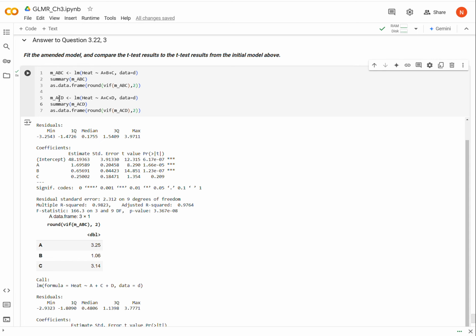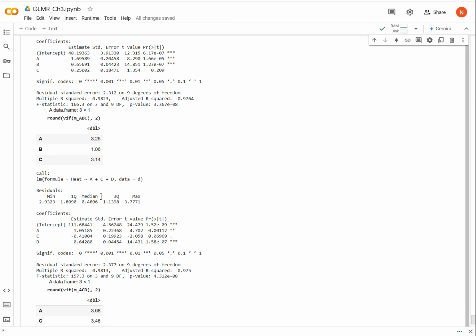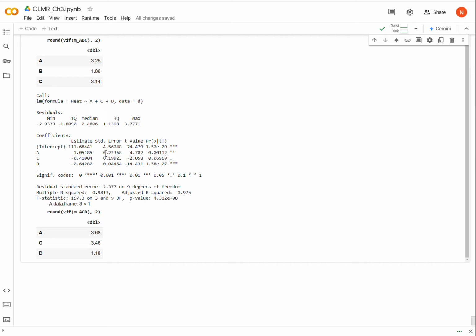So we could do the same thing by omitting B. So we omit B, run that, and we see that the standard errors have reduced substantially, and the variance inflation factors have reduced substantially. Okay. So I think that is it for this one.